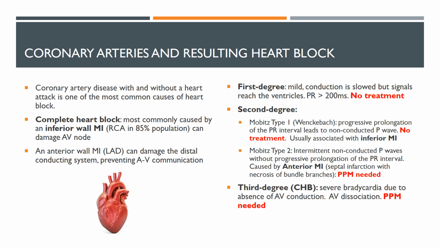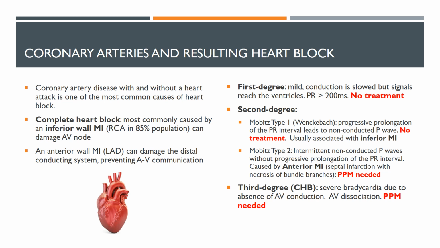Our next topic is coronary arteries and resulting heart block. Coronary artery disease with and without a heart attack is one of the most common causes of heart block. There are different types of heart block. So you have first degree, second degree, there are 2 types, and then third degree heart block. So for first degree heart block, it's usually mild. Your conduction is slowed, but the signals reach the ventricle. Your PR interval is greater than 200 milliseconds, and no treatment is needed.